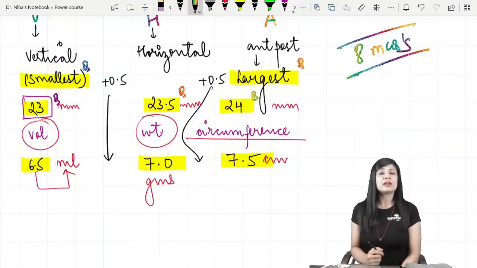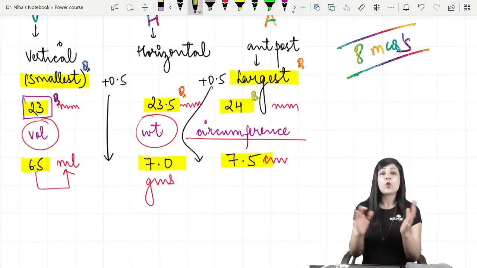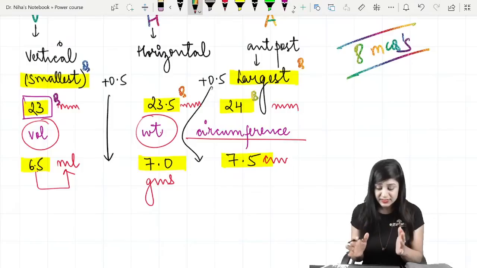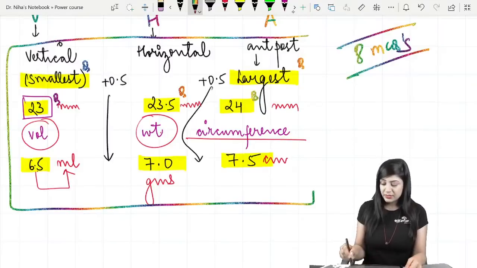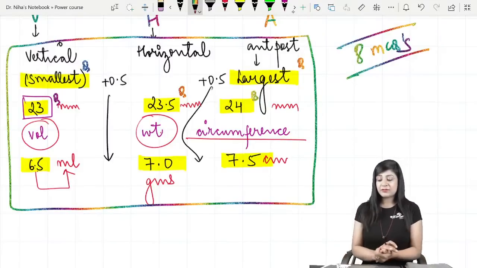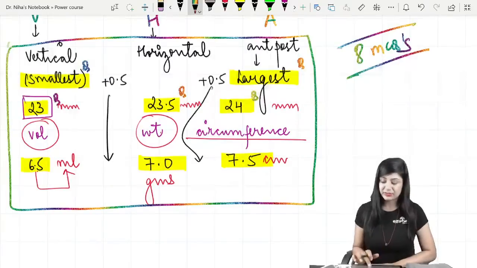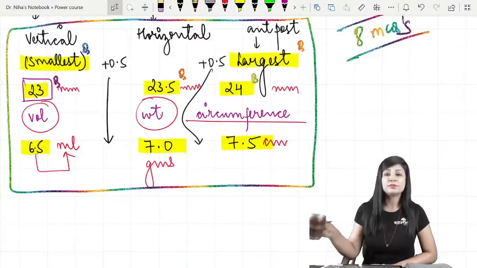And for database questions, you require certain correlation. So you can see easily that these are the dimensions which are there in the eye. We have the 3 diameters along with the volume, weight and circumference. Written everyone now?